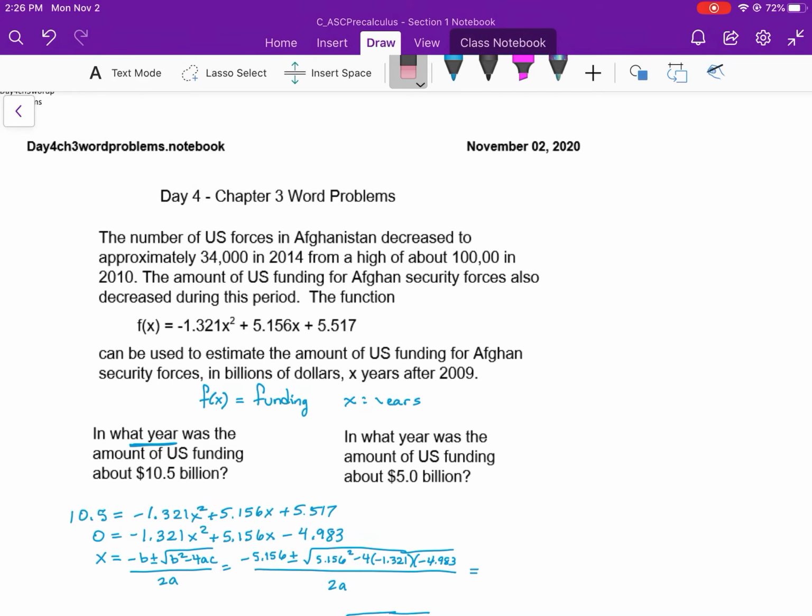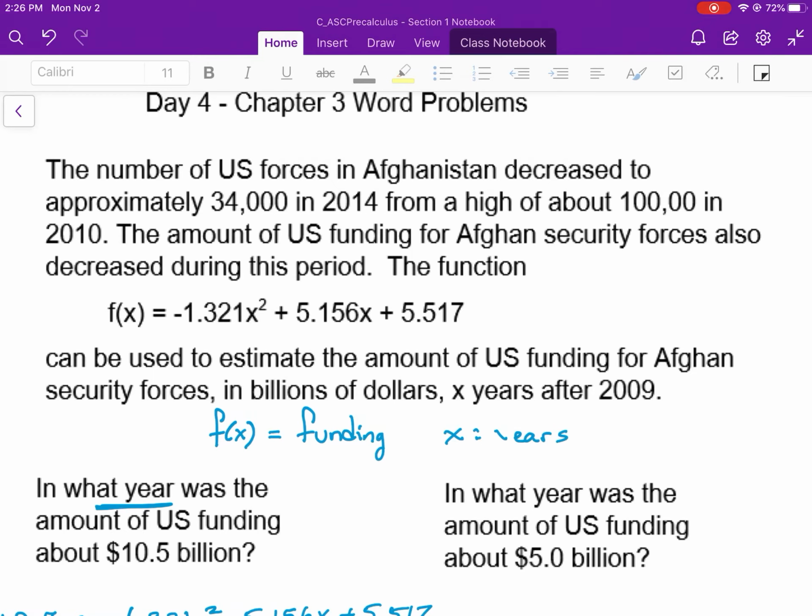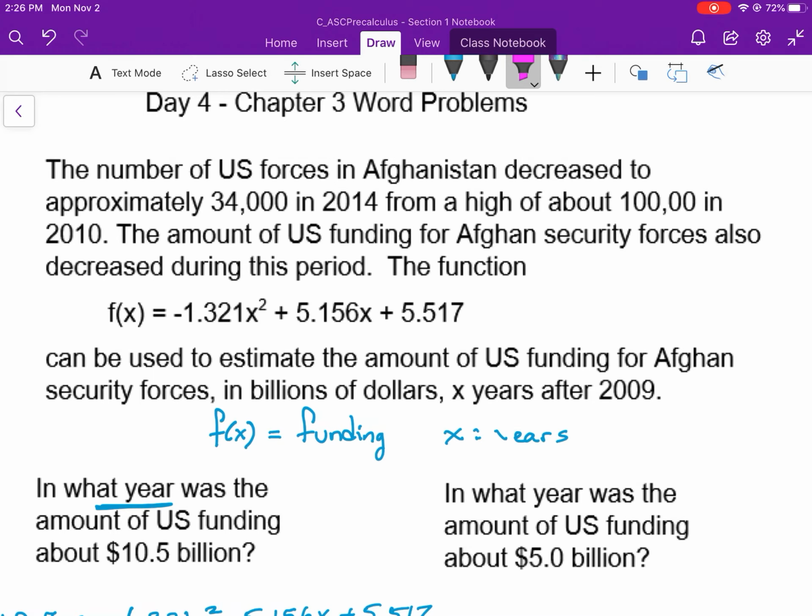So here's one. It's got some lengthy stuff going on here. You can read all the words. The amount of U.S. funding for Afghan security, I'm just going to kind of highlight some. So the U.S. funding is decreased during this period. So this function right here can be used to estimate the U.S. funding for security in billions of dollars. And X is the years after 2009. So the F of X is funding, and the X is how many years after 2009.